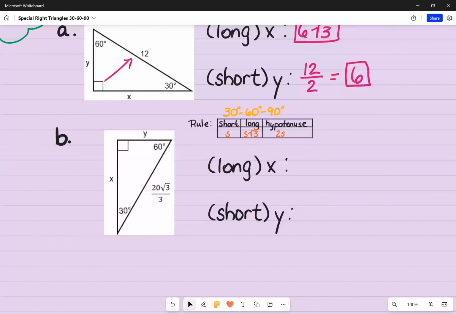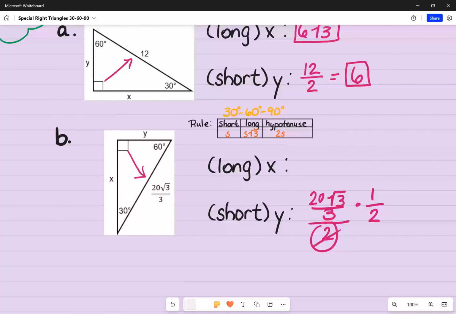I am given my hypotenuse again, and this time it is shown as a radical, and I want to use the rule to divide this time because I'm going from big to small. Whenever I do that, I want to divide. So I have 20 root 3 divided by 3, and all of that is going to be divided by 2 based off of my rule. Well, what this really means is I'm going to multiply the numerator times the reciprocal of the denominator. This is simply 2 over 1, but the reciprocal means you're going to flip the numerator and the denominator, so it's 1 over 2 now.